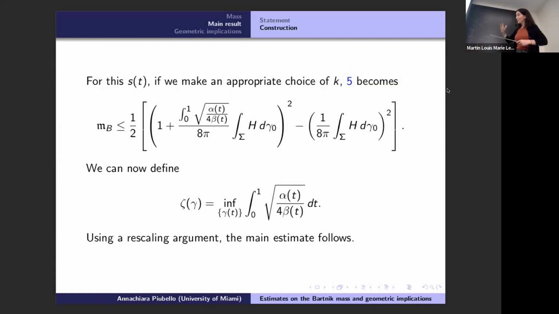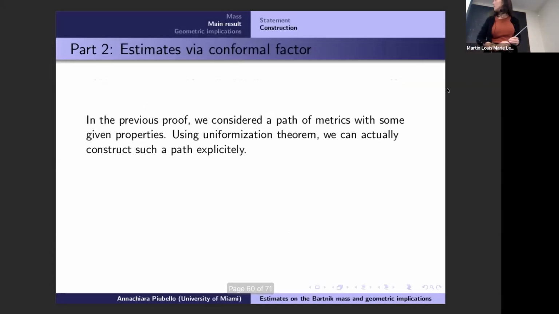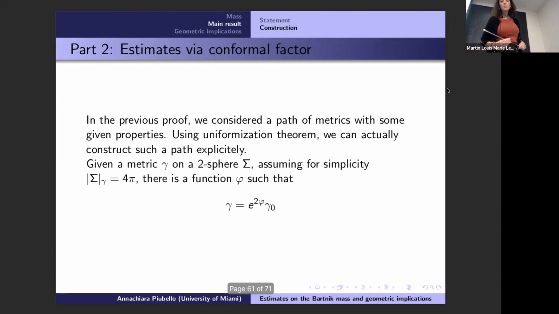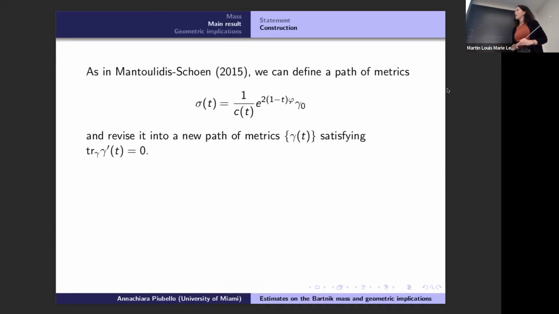Okay, but now again, we want to try to understand this zeta gamma better. So this will be the second part of the proof. Because here now we're in 2 dimensions, so we can use the uniformization theorem and construct this path more explicitly. By uniformization, we know that gamma can be written as a factor times the round metric. And so, inspired by the construction by Mantoulidis and Schoen, actually using their results, we can define a new path of metrics that will look like this.